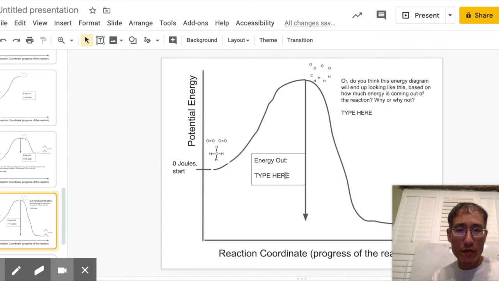So we have our energy out. Is the arrow going to drop really far down? Why do you think that? So think about that. Type in your answers. I'd love to see your thinking, and then the next time we'll discuss more about this.